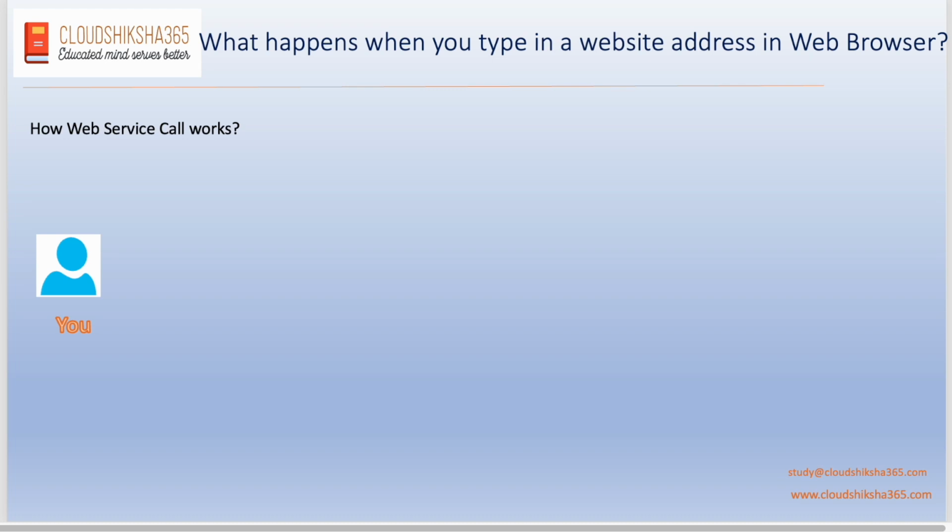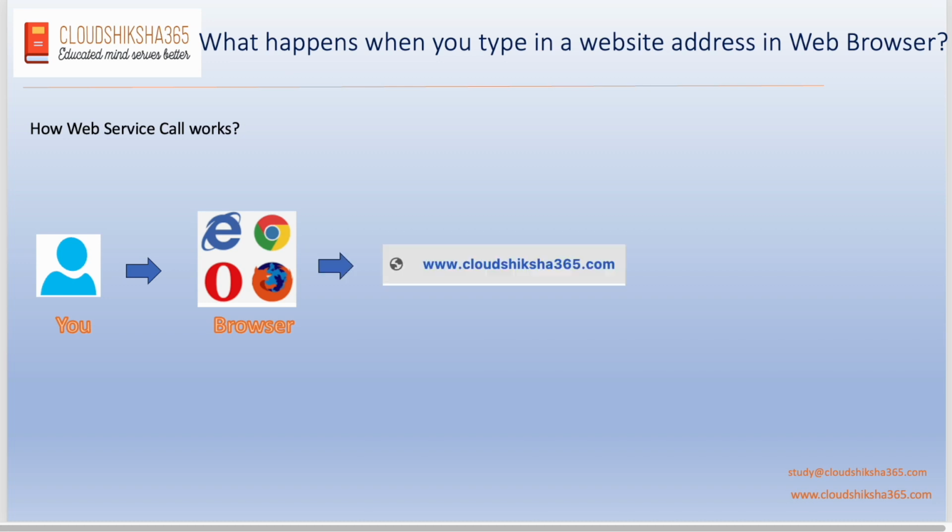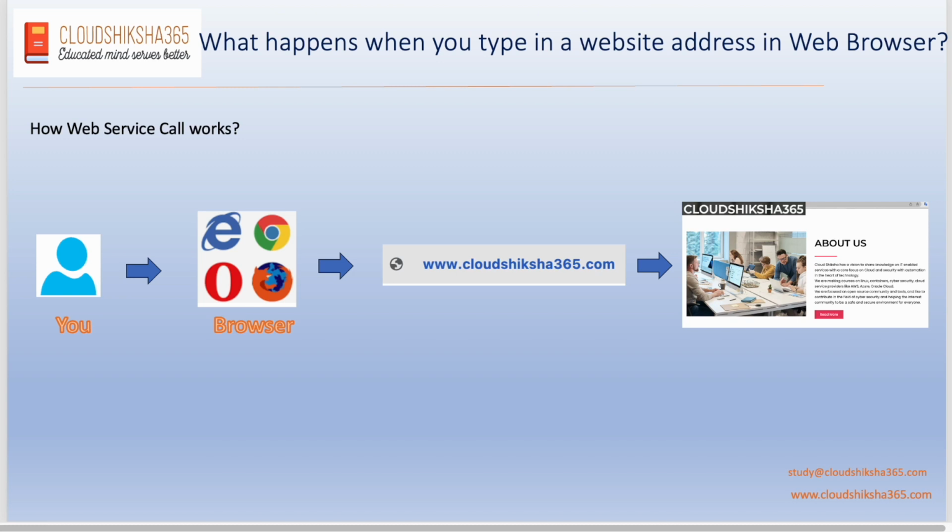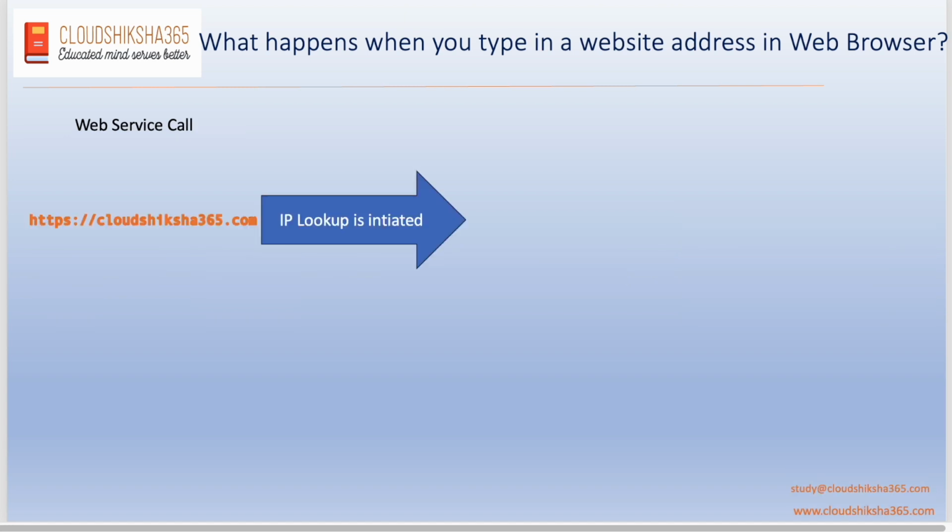So when you are opening up a browser, then you type in some address as I showed you in the previous section. Then what happens? You type in a web address and then that website opens up. But this is actually a quite complicated and long series of web calls. We call them web calls, which are happening in the background. So when you type in a web address, then IP lookup is initiated.